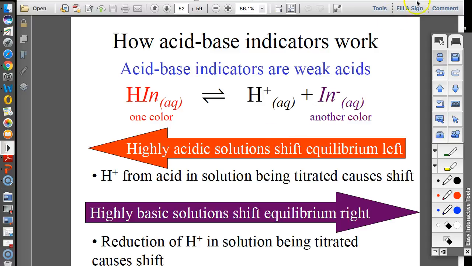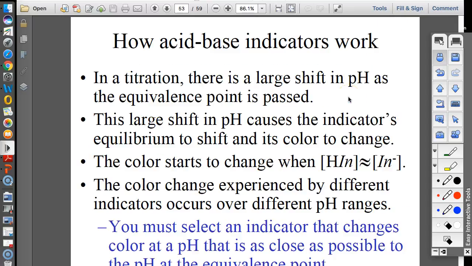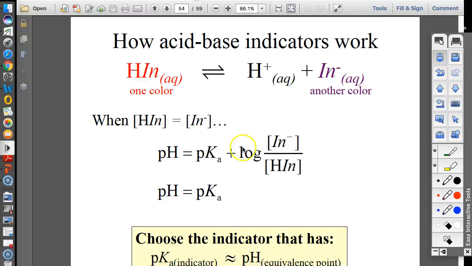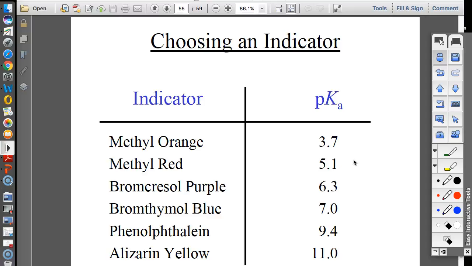So we're almost done. You look so sad. So I just explained this. The color change happens where your acid and your conjugate base are about even. So what you want is you want the pH to be the pKa. And I just explained this without craziness. So this is super chill, right?